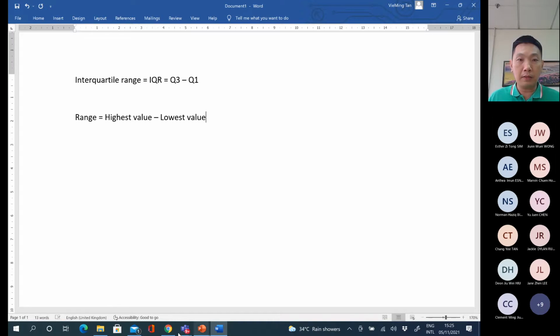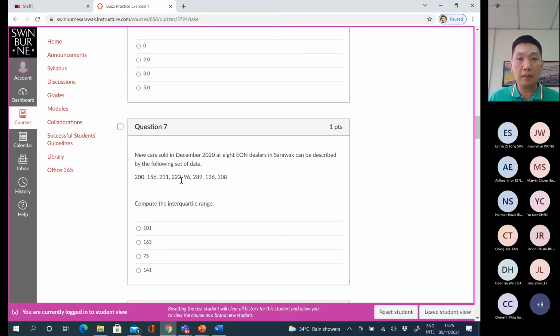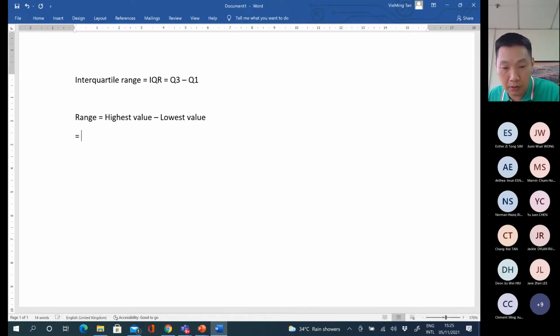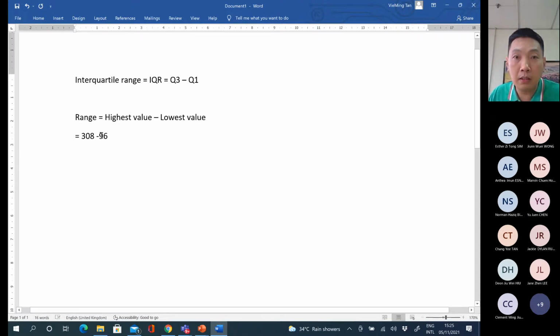So for instance, just now the question. I use this data set, right? If you're asked to calculate range only, which one is the highest value? 308, right? 308 is the highest value from this data set. Then which number is the lowest? 96, right? So if you are asked to calculate range only, the answer will be 308 minus 96. So far okay, the formula for range?